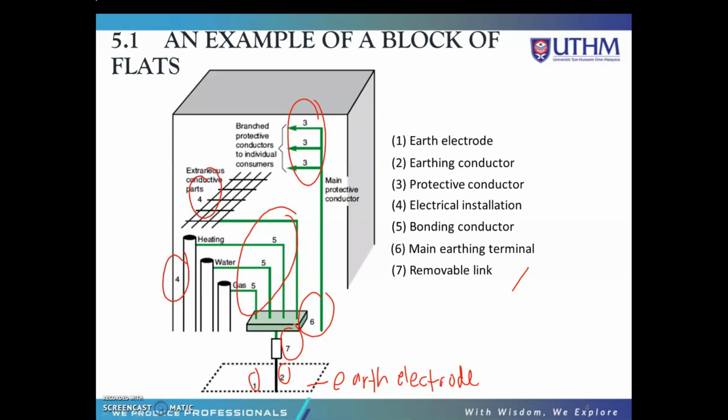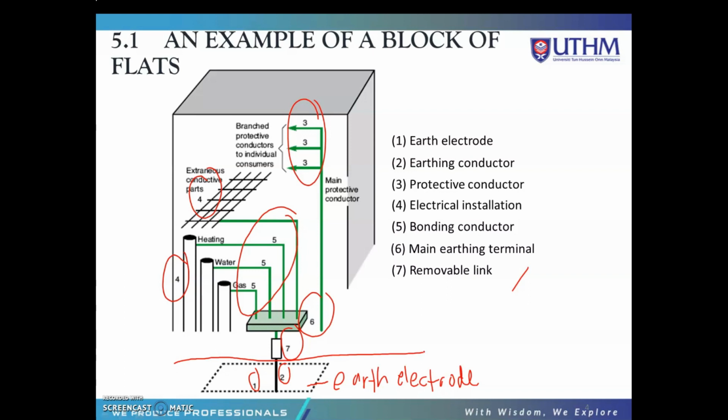First, what is the earth electrode? Earth electrode is a conducting element which is buried directly in the ground. So we have to bury this earth electrode directly in the ground, facilitating the flow of fault currents towards the ground. That is the earth electrode.